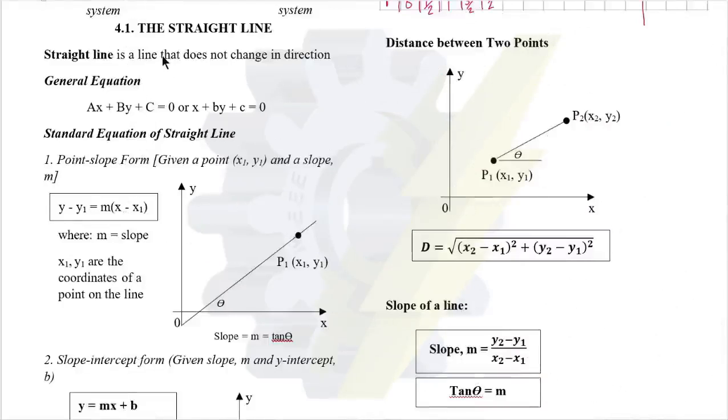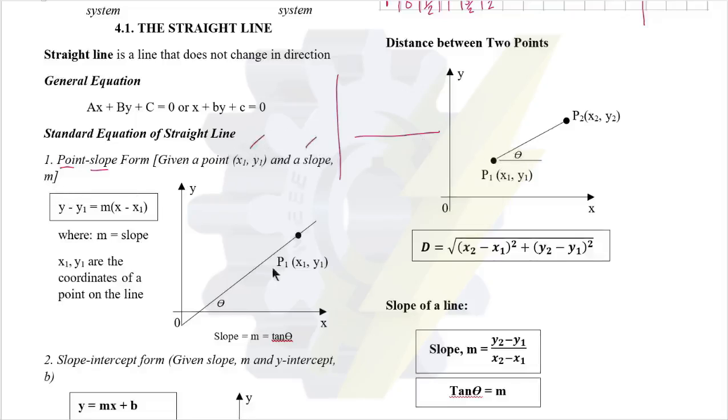So we can now proceed to straight line. So straight line is a line that does not change in direction. So our first equation is the general equation, ax plus by plus c, or simply x plus by plus c. Then standard equation of a line. So number 1, point slope form. So meaning from the word itself, point and slope. Okay, so we have a given point and slope. Slope is simply the inclination of the line.